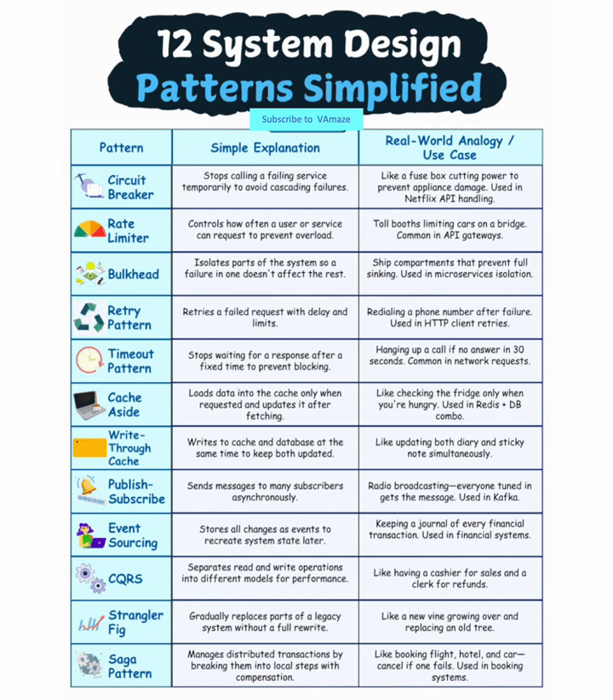The Saga pattern handles this by defining compensation actions for each step. In distributed systems, this might involve multiple services. If a payment fails after inventory is reserved, the Saga automatically releases the inventory and notifies the user, maintaining system consistency across services.